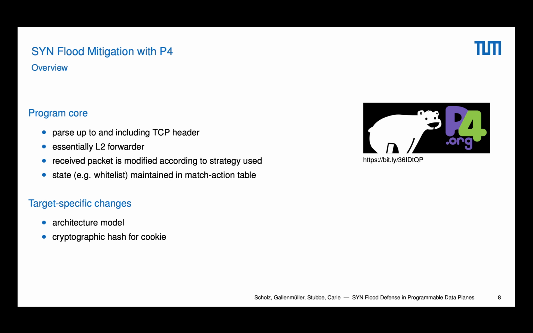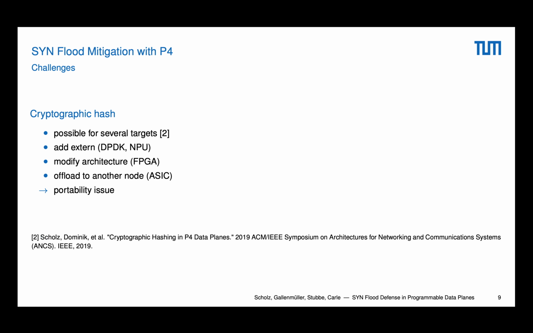And this is also one of the challenges that I want to talk about, because cryptographic hashing is not trivial in P4, but it is possible on several targets, as we've shown in our paper last year at this workshop. Because, for instance, you can add externs on software-based targets, for instance, using DPDK, or network processing units that you can often program and just add an extern.